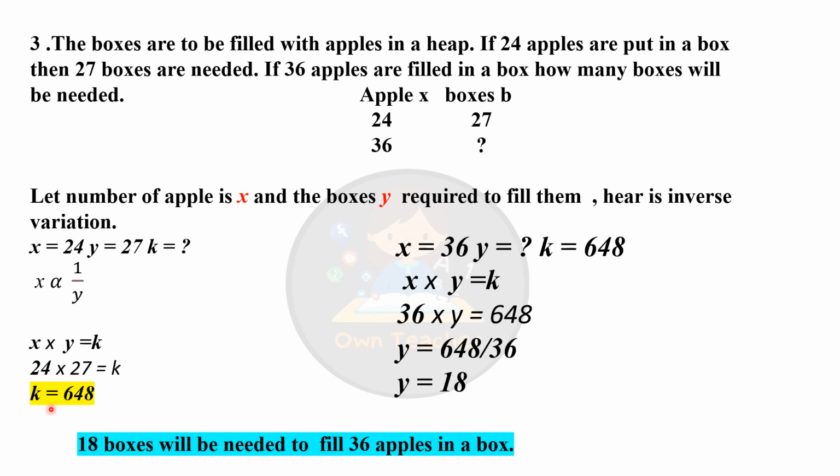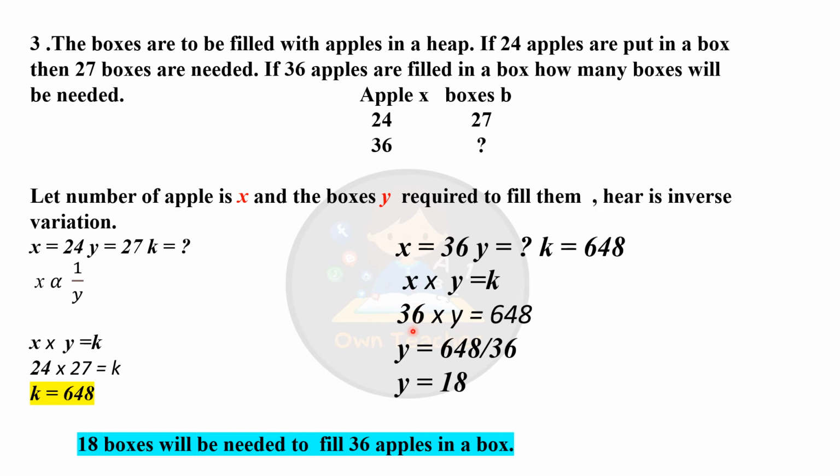648. Here we have got the value of K. Now let us solve this example. X is equal to 36, then we will find out Y, and we know the value of K is 648. So X into Y is equal to K.